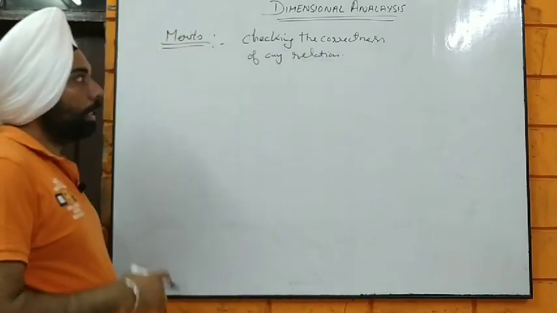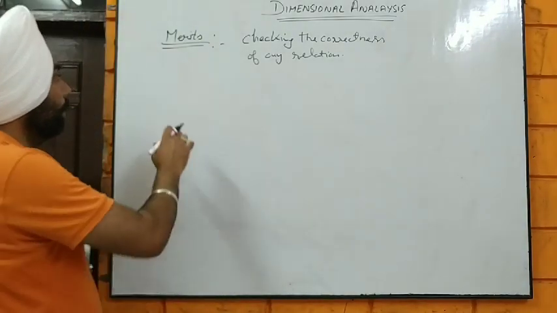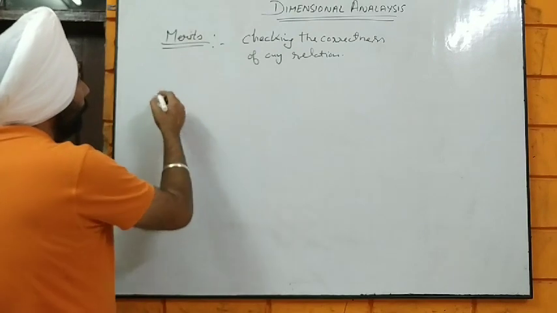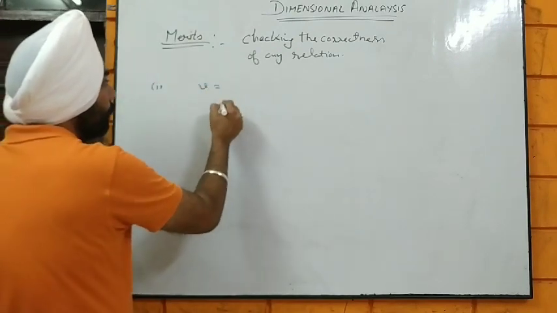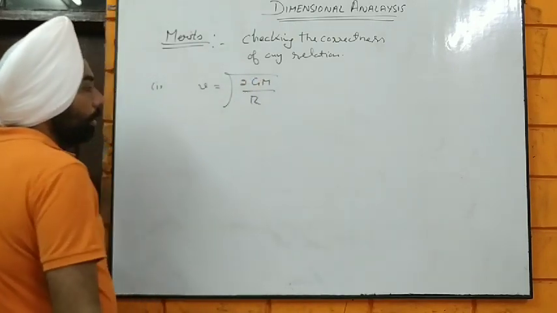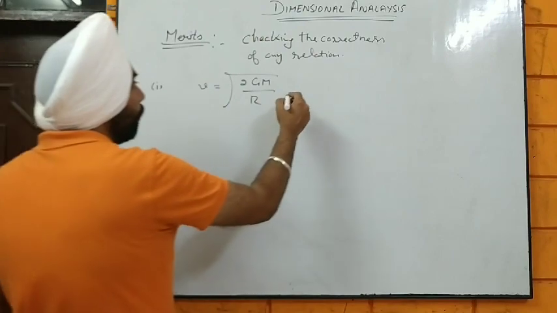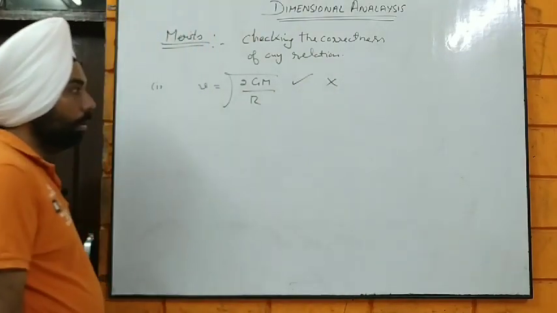So we can check any formula in this format. Let's take a numerical first. I am just taking a numerical: velocity is equal to square root of 2GM upon r. Now the numerical is to check this formula, whether it is correct or wrong.